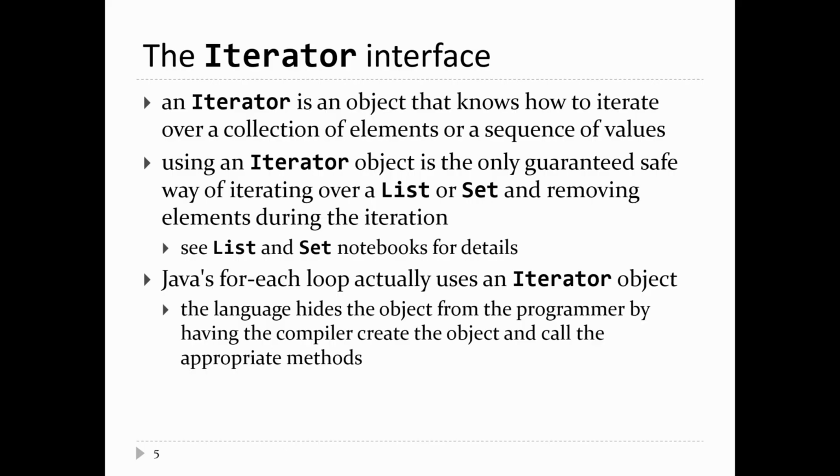When you use a for-each loop, what's actually happening is that the language is creating an iterator for you, and that's the iterator object that knows how to iterate over your sequence or collection. If you want to iterate over a list or set and remove elements from it as you're iterating over the collection, the only safe way to do it is to use an iterator object.